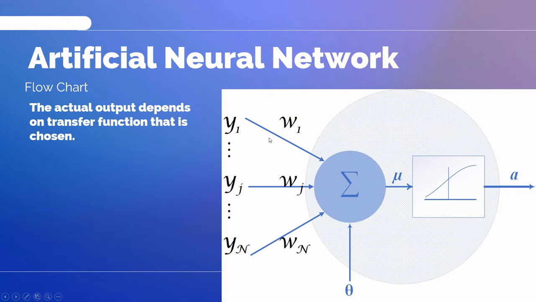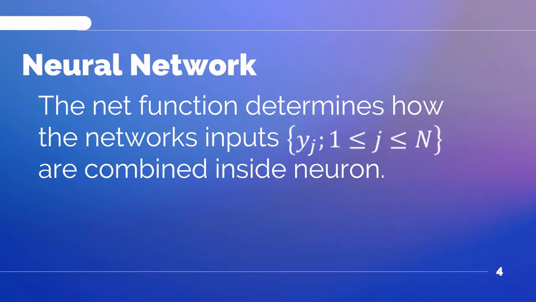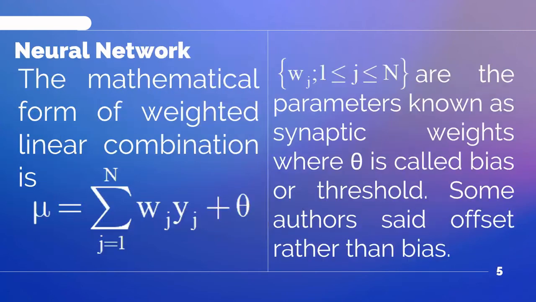Other categories are also available, like quadratic and delta. We discuss other types of net input in our next videos. Here we understand only this with the help of linear transformation. Mu is equal to the sum, j varies 1 to n, of wj yj plus theta. By applying this equation, we get the net function.